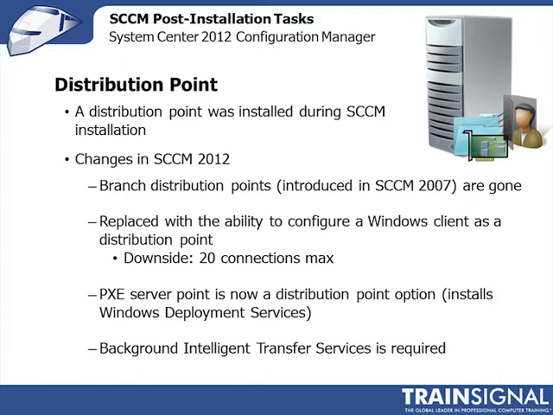Background Intelligent Transfer Service has been around for a while as well, and it's used to better control bandwidth utilization between systems, basically. So it makes the most effective use of bandwidth based on what's available, and it can also do restarts of downloads and things like that, which makes it much better than just a simple download.